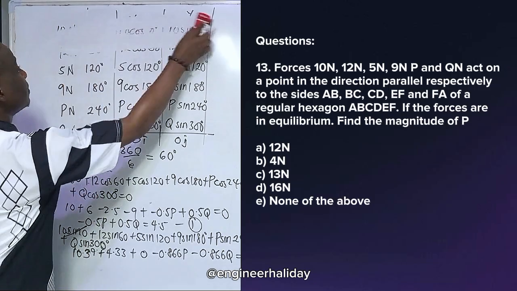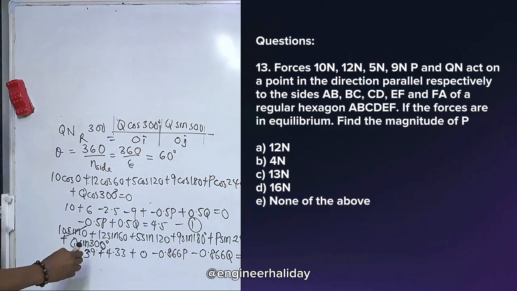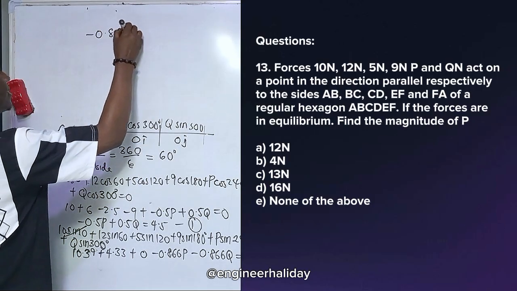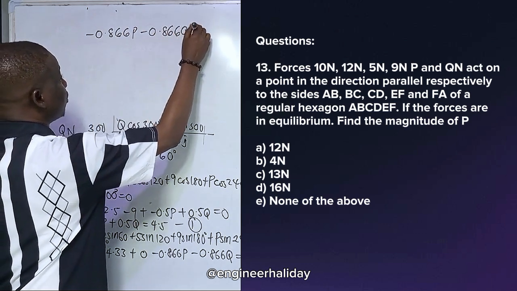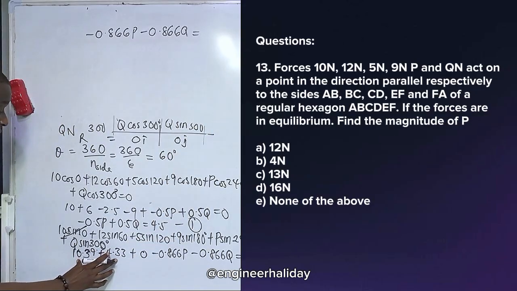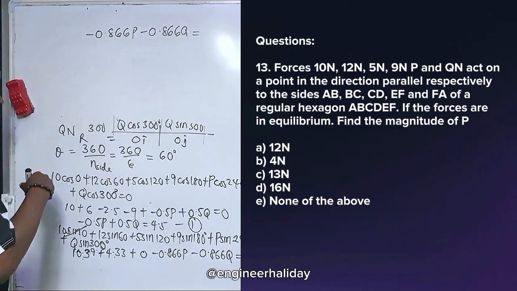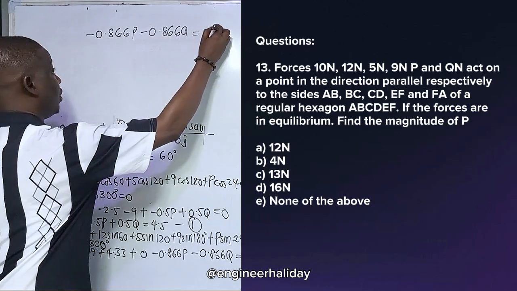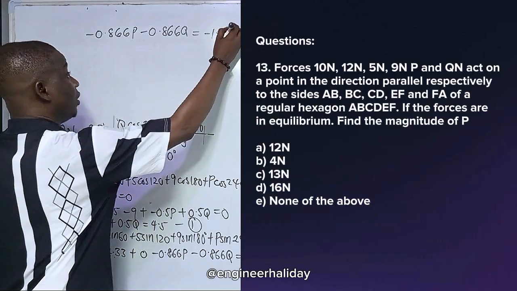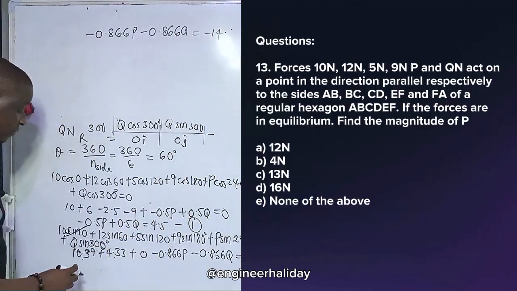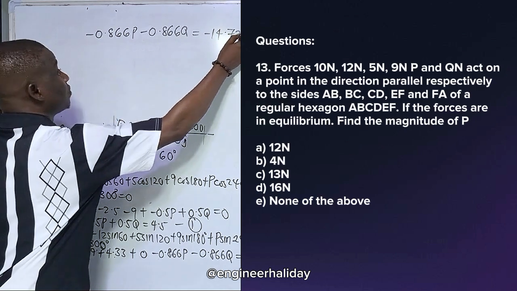So let me clean this one now so that we can see it clearly. So this one now will give us what? The minus 0.866p plus, minus again, 0.866q equal to what? Then this one will go there. This plus this will give us what? That will now go there as minus. Now, this is plus. When you go to the other side, you get 14.70. Excellent. So equation 2.